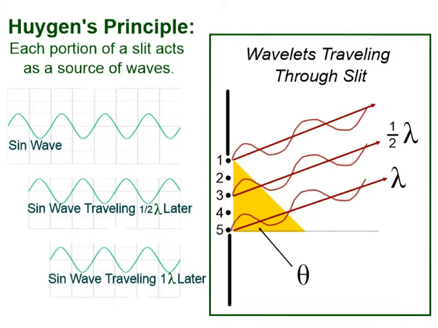This brings us to something called Huygens Principle. It simply states that each portion of a slit acts as a source of waves. So let's think about light and diffraction in relation to light and light waves. And we think about this slit, and light is being passed through this very small slit. There are little portions of this slit that are acting as independent sources of light, single different sources of light. And light from one portion of the slit can interfere with light from another portion of the slit.